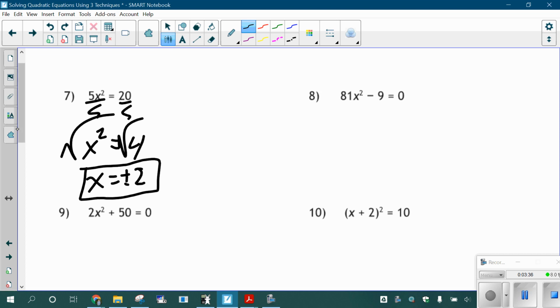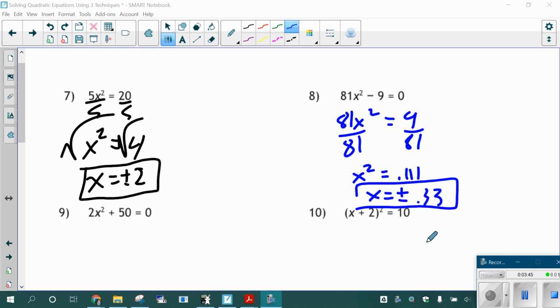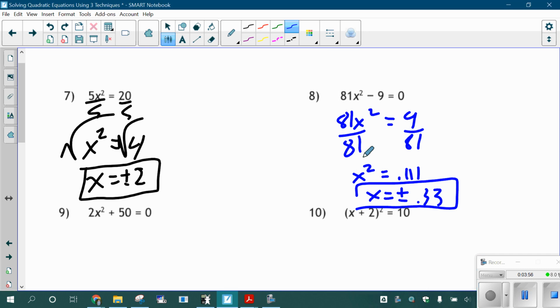Why don't you do number 8 by yourself real quick? Okay, I had to get the squared thing by itself, so I added 9. Then I had to divide both sides by 81. Once the squared thing was by itself, I square rooted both sides. So that's kind of what I didn't show there. Right here, I square rooted both sides, and I didn't forget the plus or minus. Okay, so those are my two answers.